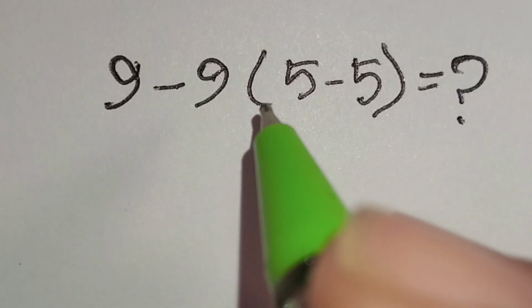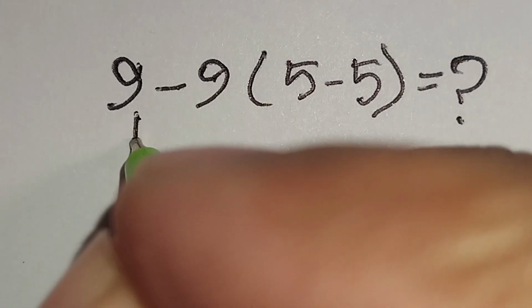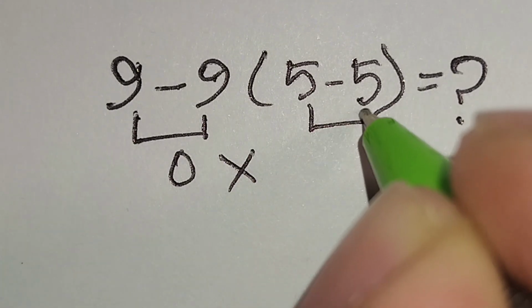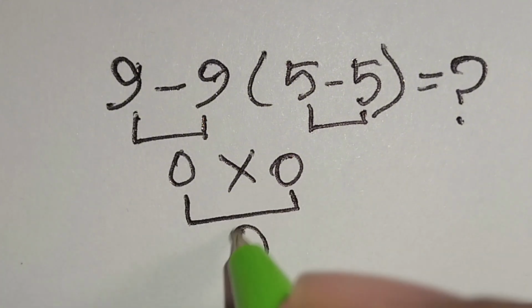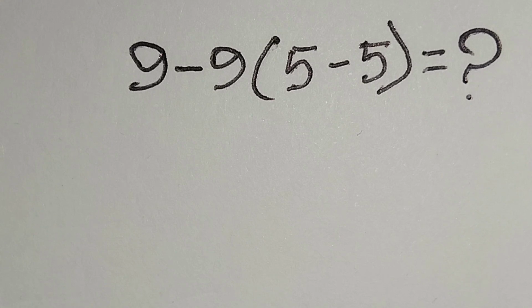9 minus 9 bracket 5 minus 5 is equal what? Here 9 minus 9 gives us 0. Multiply this 5 minus 5 gives us 0. 0 times 0 gives us 0, but this answer is not correct. Now I will apply PEMDAS rule to solve this math correctly.